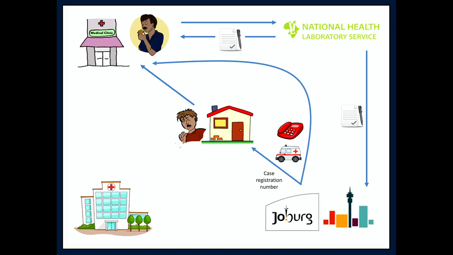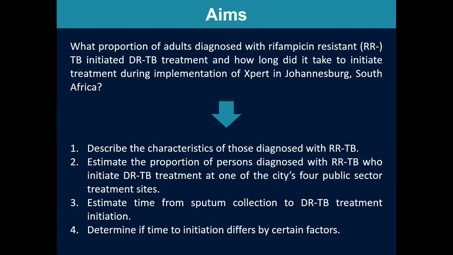The district TB coordinator then traces the patient either telephonically or through home visits, and then refers the patient to an appropriate drug-resistant TB treatment center. At the primary healthcare clinic, the result is then recorded in the TB suspect register, and the patient is also traced and referred to the appropriate treatment center. On arrival at the treatment center, the patient is initiated onto treatment, and the case registration number is also recorded in the TB register.